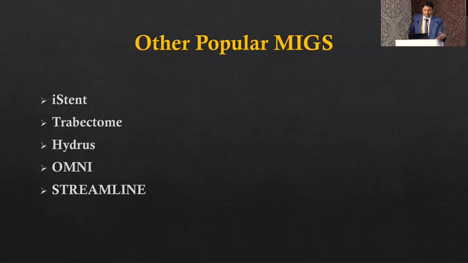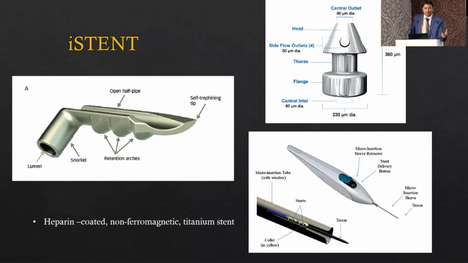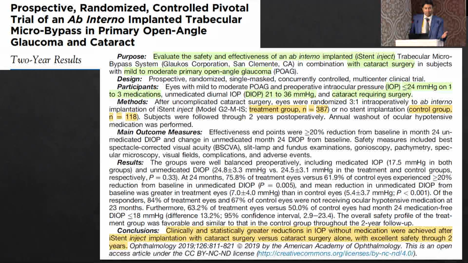The other popular MIGS are iStent, Trabectome, Hydrus, Omni, Streamline. There are a lot of things coming up. iStent is an implant which comes preloaded. It is inserted into the trabecular meshwork. It bypasses the TM and directly drains the aqueous into Schlemm's canal. It is loaded first and then directly inserted with gonioscopic assistance. This study is comparative data in which cataract surgery alone was done versus cataract surgery with iStent, and they found superiority of IOP control with iStent.